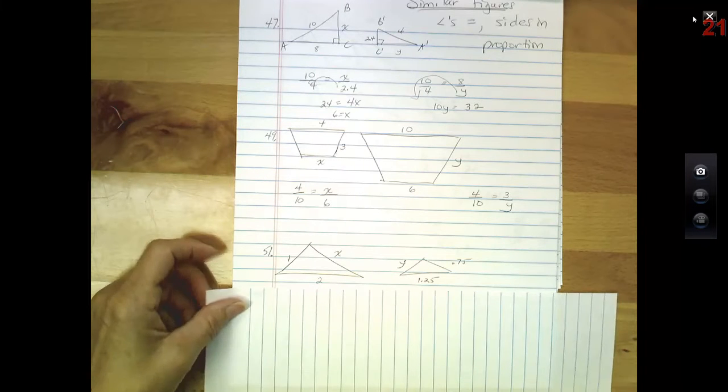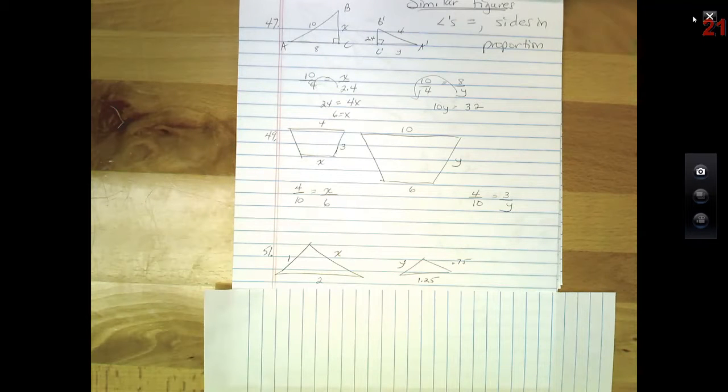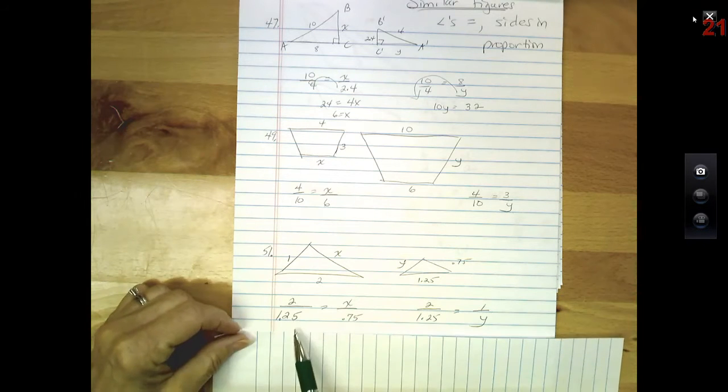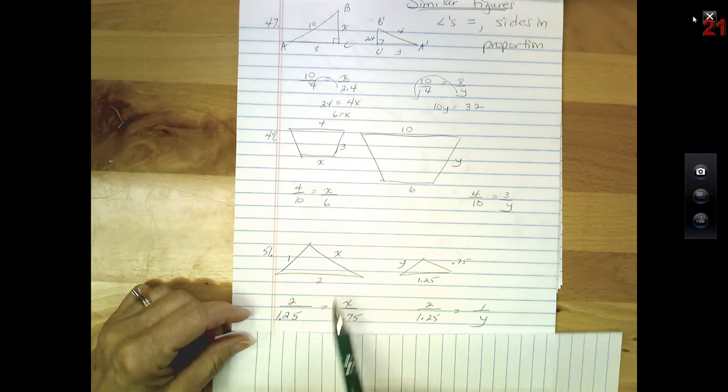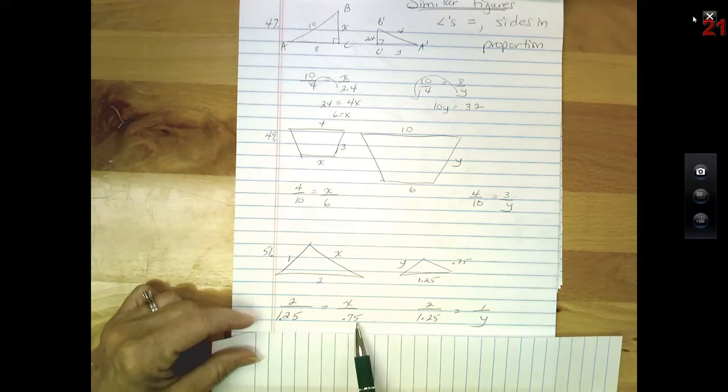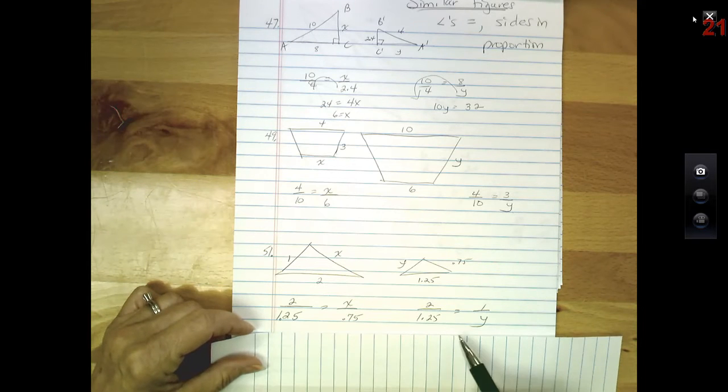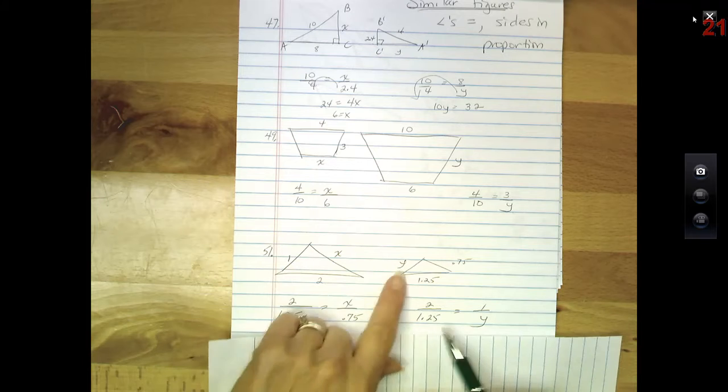All right, here's 51. You can tell which ones go together because it's A, B, C, A prime, B prime, C prime. Which two sides have numbers? What are they? The bottom side's 2 and 1.25. Good. The 2 is to 1.25. And if you're trying to find x, it's x is to 0.75. On this one, 2 is to 1.25 as 1 is to y.